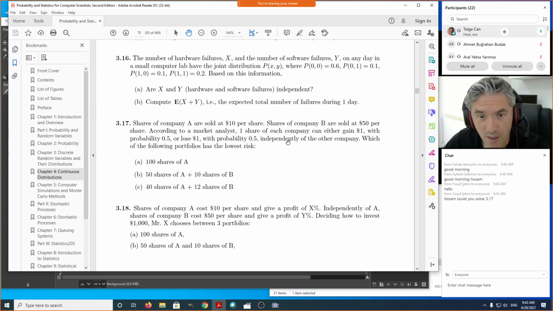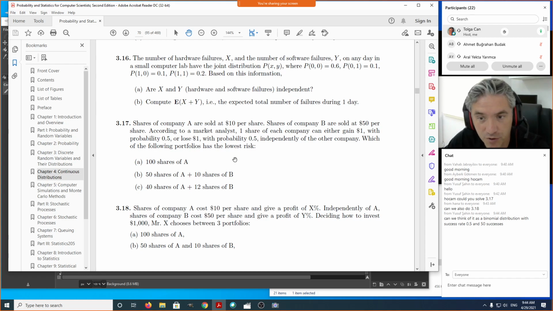So, 100 shares of A. Okay, so with these probabilities, if we compute the expected value of all, we can also do 3.18 after that. If we compute the expected values of all these three things, we'll be able to find which one is more likely to get the largest value. In turn, this will basically indicate lowest risk.